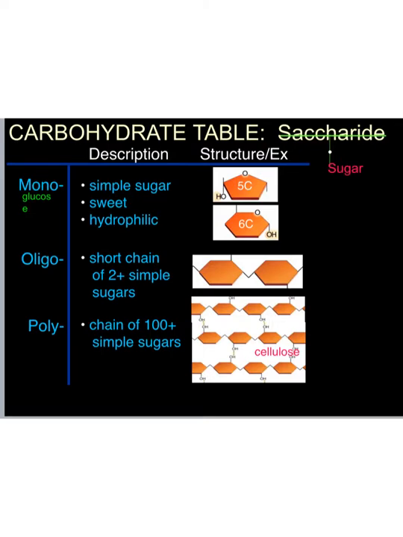Carbohydrates are made up of simple sugars. So simple sugars are the monomers of carbohydrates. Simple sugars are your sweet hydrophilic substances. So remember, hydrophilic means they dissolve in water. We know that if we were to take some sugar, put it in a glass of water, it would dissolve. Those are our simple sugars. So this is glucose, fructose, the types of monomers that make up table sugars like sucrose that we eat.